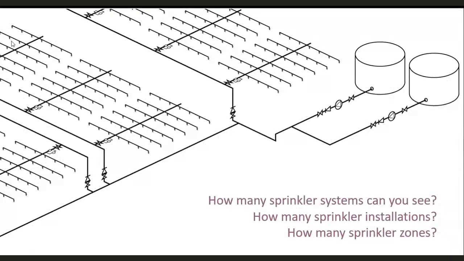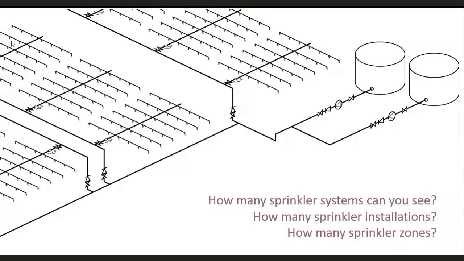You can see on the screen there, I've got a diagram. My first question is, how many sprinkler systems can you see? On that screen there, how many sprinkler systems are there? The answer is 1. So we've got 1 sprinkler system. Now you can see that there are 2 water supplies. So this is showing a duplicate supply.